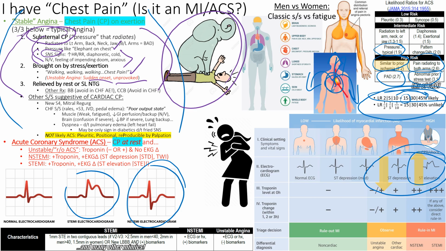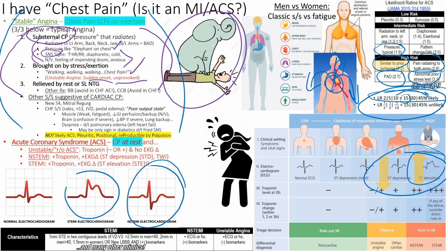If I give nitro and the burning epigastric pain doesn't go away, nitro is not going to help that. Protonics might, right? So you got to figure out which one it might be. And people that have really bad anxiety, that can lead to chest pain as well, right? And nitro is not going to fix that.